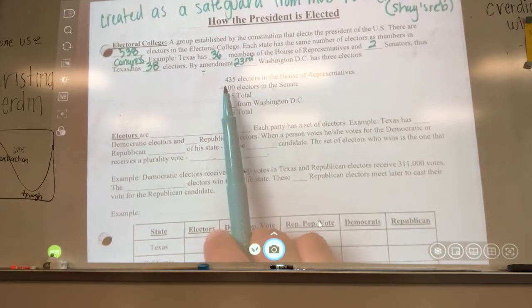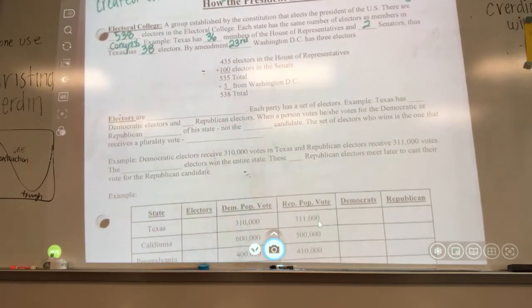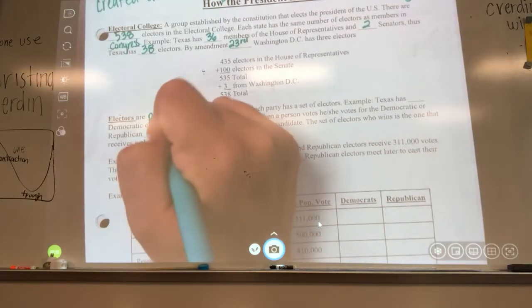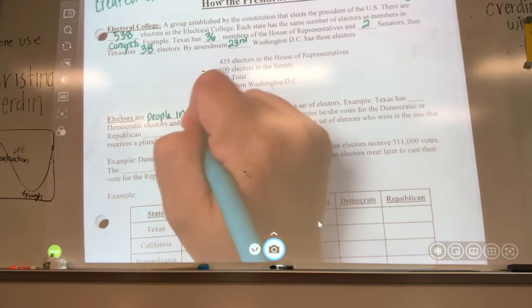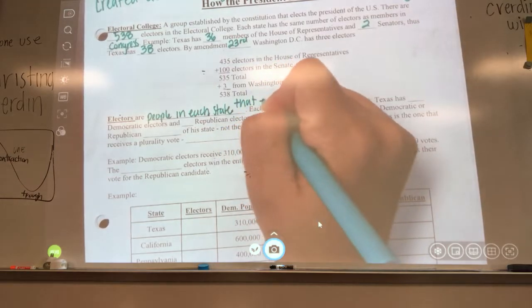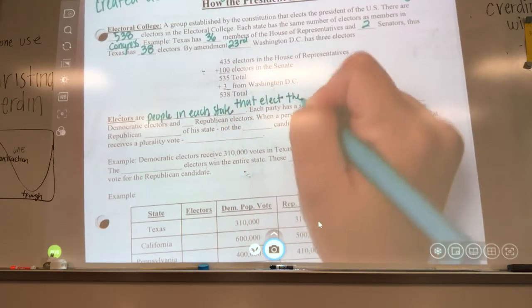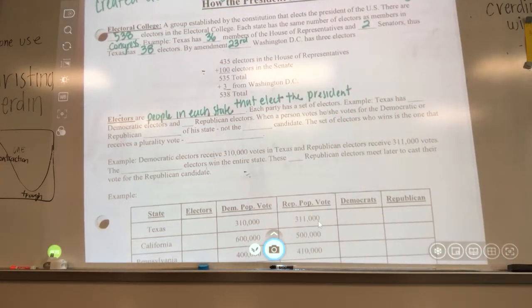So this is how I got 538. There's 435 electors in the House. There's 100 electors in the Senate. That's 535, plus 3 for D.C. That gives me 538. So electors are really the people in each state that elect the president. Sorry, this is not going to be very big. My community service student last year retyped this, and he made the space that I had really long, really small, so I'm sorry.